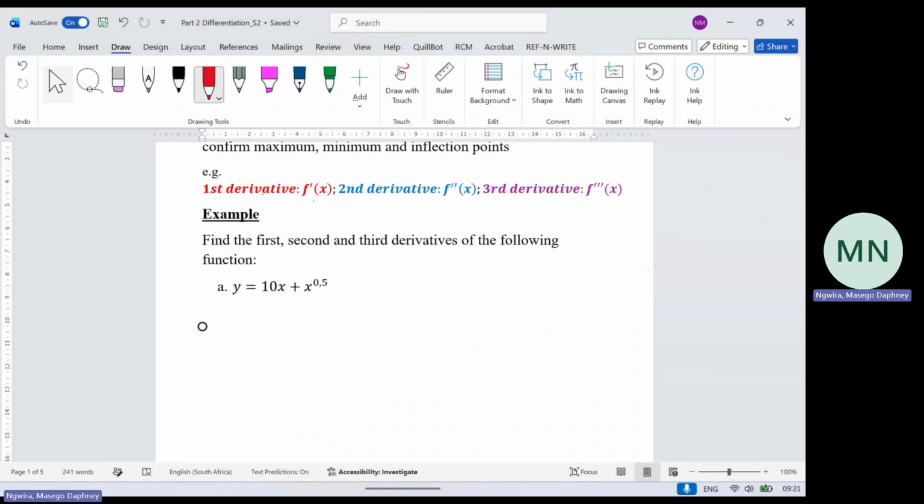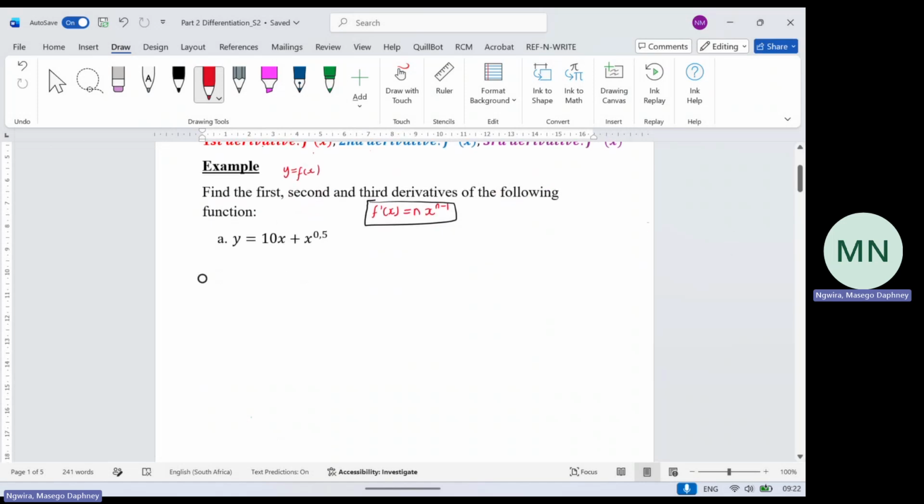So our function is y is equal to 10x plus x to the power of 0.5. Remember, I said that y is the same as f of x. Okay, so I'm just going to use f of x. So remember, we said that when we derive, f of x is equal to x to the power of n, then the derivative is n times x to the power of n minus 1. I'm just reminding you of the power rule, if you remember the power rule. Okay, so we are going to start by doing the first derivative.